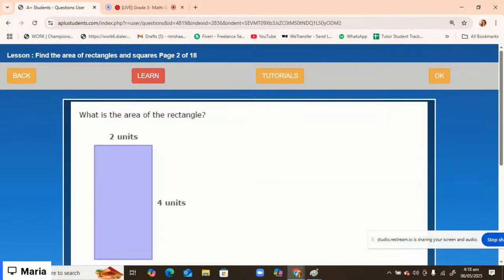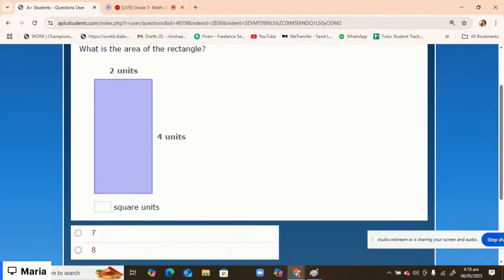So what is the area of the rectangle of this one? So look at here, 2 units and 4 units. So what do we do for that?